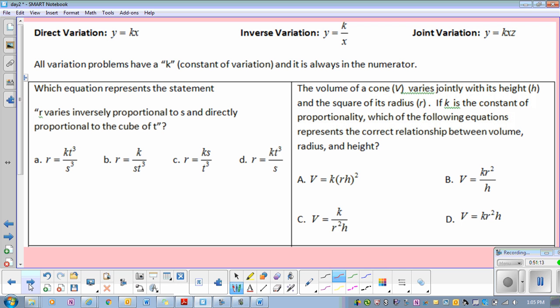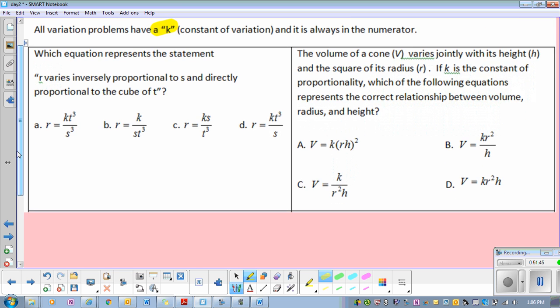All right. So some things you need to remember: direct variation, direct line. Think of it as a direct line. Y equals kx. Inverse variation: y equals k over x. And joint variation is y equals kxz. It's the same as direct, but you just have more variables. Plus, please remember, all problems have a k, the constant of variation. It has to have a k. So let's look at the first one.